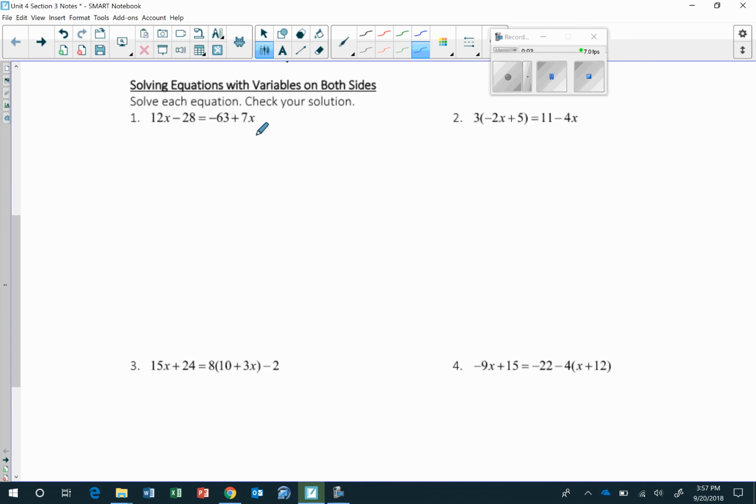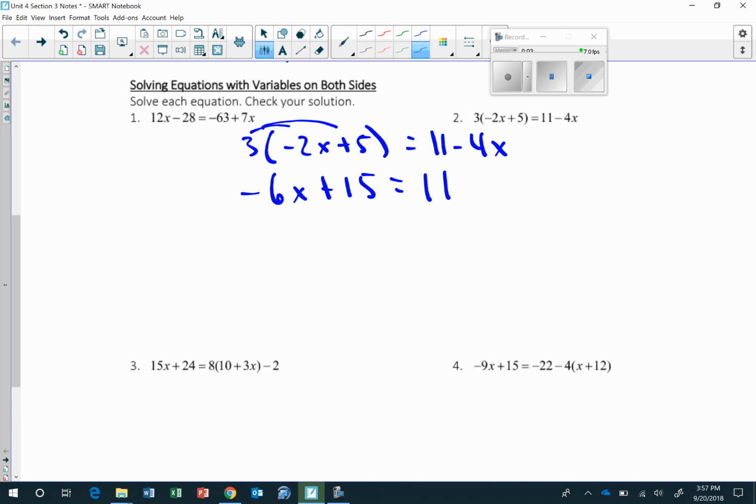Looking at number 2, I'm going to rewrite it over here just so I have some more room. First thing I need to do is the distributive property. So 3 times negative 2x is negative 6x. 3 times 5 is 15. And now I can go ahead and work on moving variables to one side and constants to the other.